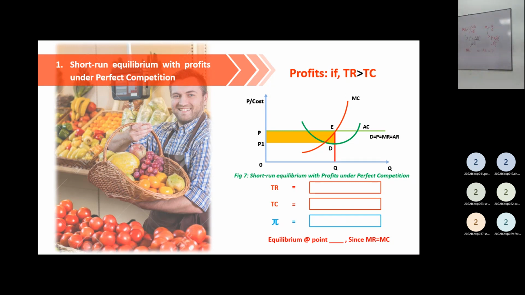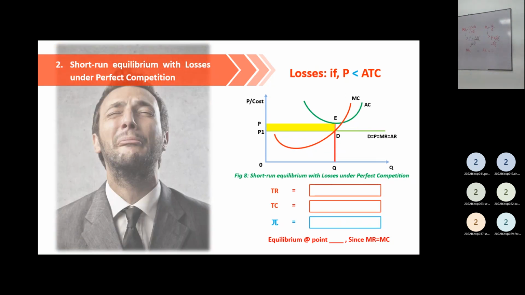Fine. So then let us move to the other way around. Short run equilibrium with losses. Now the company is earning losses. Usually they earn losses if their selling price is lower than the average cost. Simply, their total revenue is lower than their total cost. Here you could see the price is lower than the average total cost.